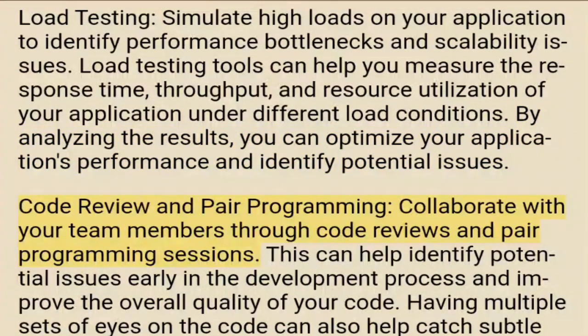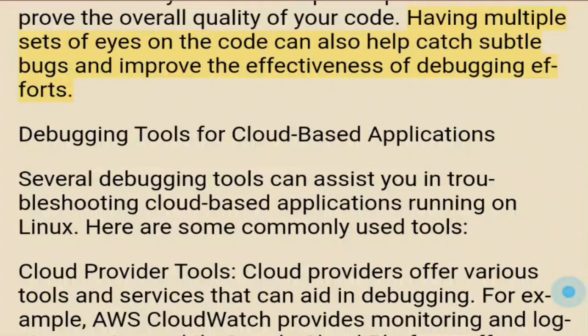Code review and pair programming. Collaborate with your team members through code reviews and pair programming sessions. This can help identify potential issues early in the development process and improve the overall quality of your code. Having multiple sets of eyes on the code can also help catch subtle bugs and improve the effectiveness of debugging efforts.